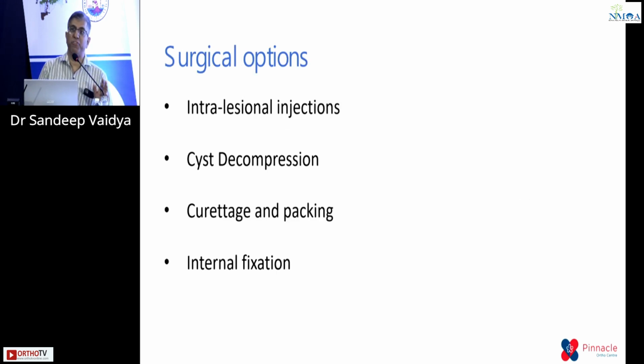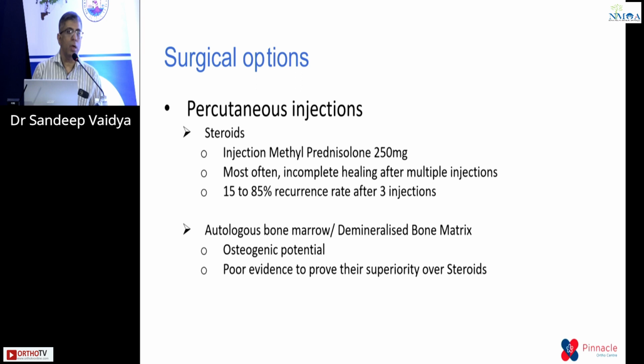What are the different surgical options available? Broadly, they can be divided into intralesional injections, cyst decompression, curettage and packing, and internal fixation. Let's understand these one by one. Intralesional injections means you inject some substance percutaneously into the lesion. Most commonly what you inject is steroids. Methylprednisolone is injected, about 250 milligram.